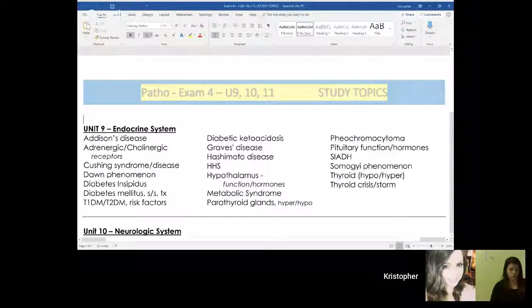So on the test, that's what you're going to see. You're just going to see ketones present or not present. That tells you what it is. You've got a basic understanding, and then just answer the question.